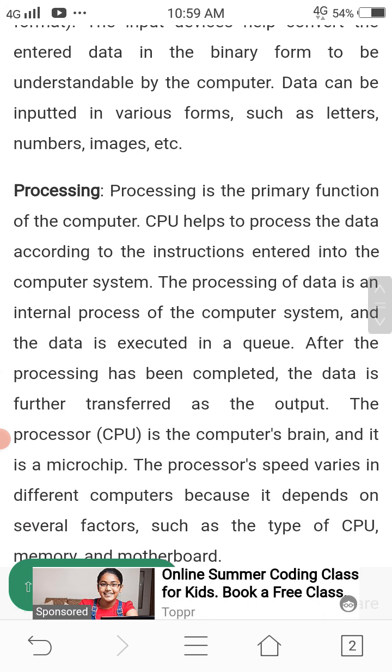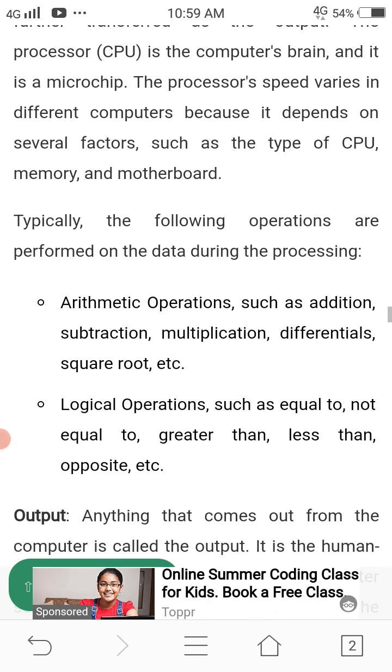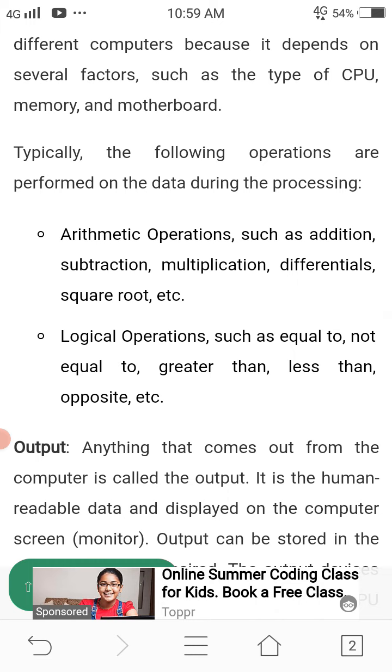Next is processing. Processing is a function of the computer, and the CPU helps to process the data according to the instructions entered into the computer system. We use the arithmetic and logical unit to do the processing on the data. The following operations are performed on the data during processing. The first is arithmetic operations such as addition, subtraction, multiplication, etc. And the logical operations such as equal to, not equal to, greater than, less than, opposite, etc. All these are the operations which we can perform on the data during processing.